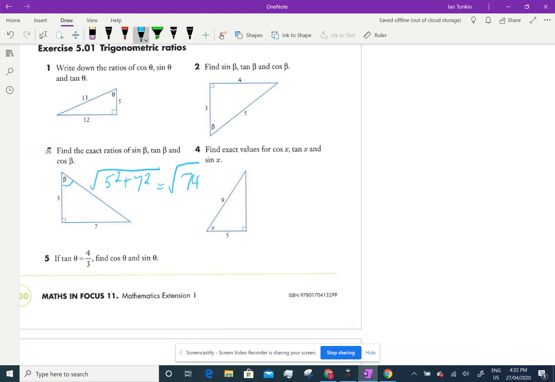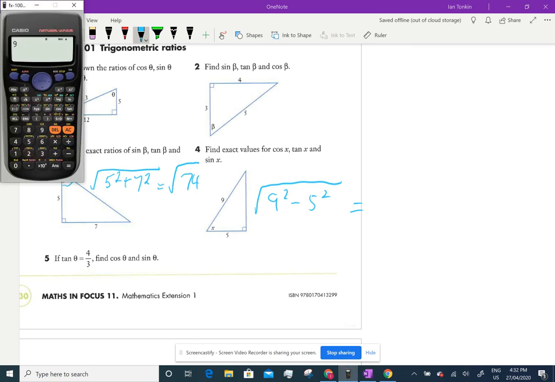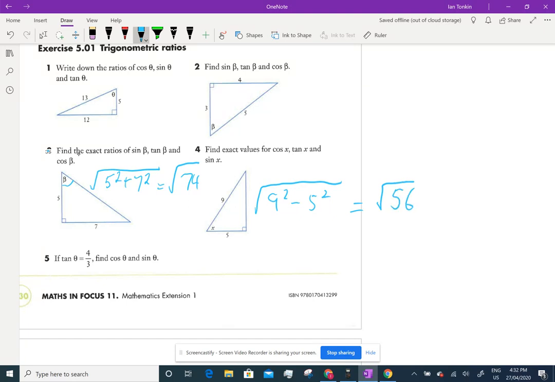And the same thing would happen here, but this time, when you did this one, it'd be 9 squared minus 5 squared, which would give you 81 minus 25. Again, I'm going to use my calculator because I don't want to make a stupid mistake. 9 squared minus 5 squared, you get 56. So therefore, sine x equals opposite, so root 56 over 9. I'm just checking, yep, that's right.